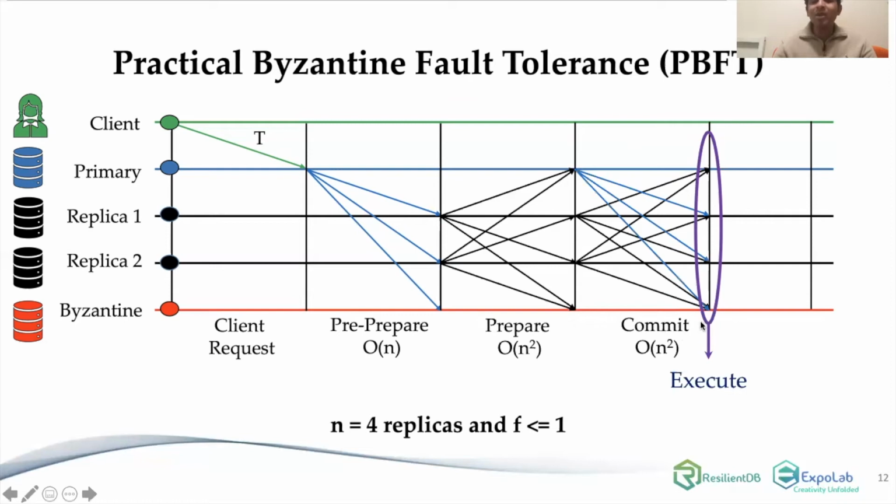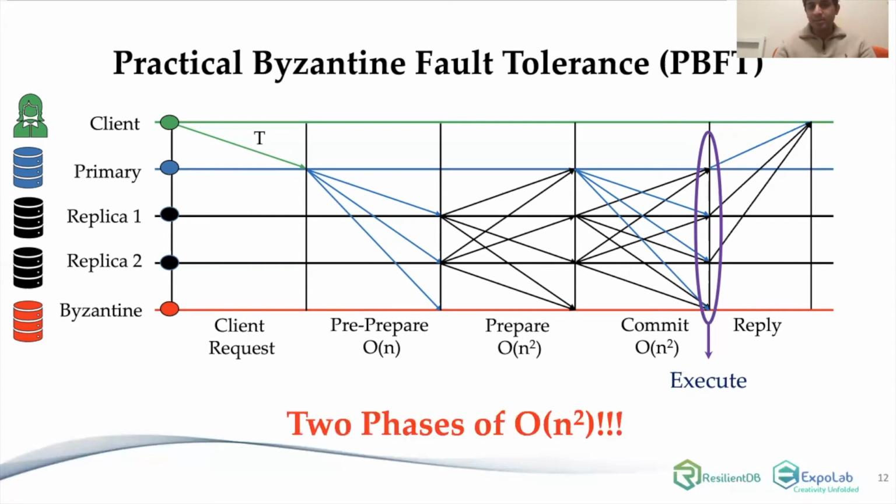Now again, when a replica receives commit messages from a majority of other replicas, it gets a stronger guarantee. A majority of good replicas have also prepared this request, and this replica goes and executes this transaction, and then replies to the client. So PBFT works well. But why are we discussing PBFT? Well, the problem here is PBFT requires two phases of quadratic communication, and this has acted as a bottleneck for existing system designers.